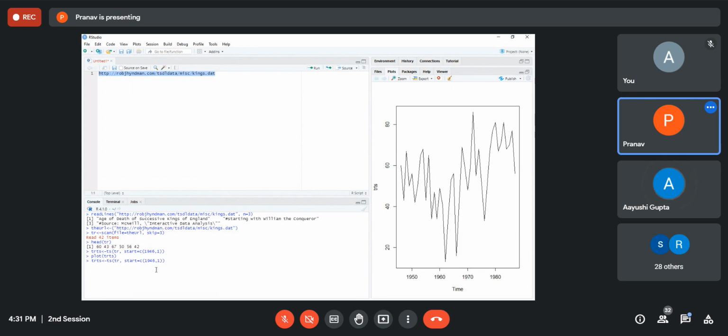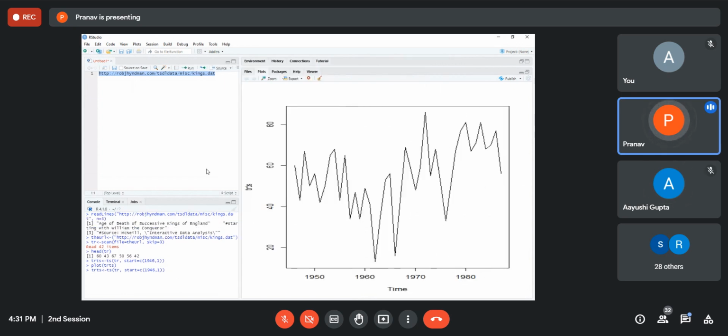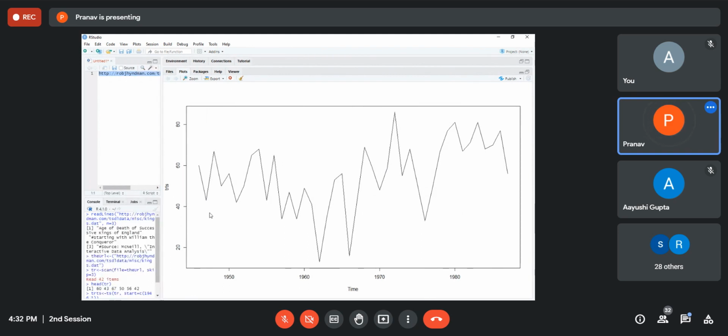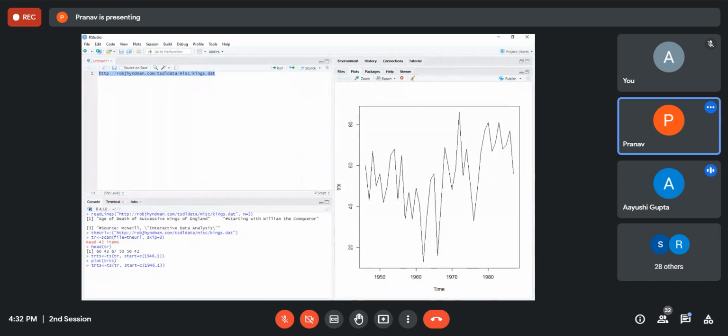Okay, got it, sir. Okay, now if you look at the plot, this is the age of death of successive kings of England, and on the x-axis you have time. So first king, second king, third king, fourth king, fifth king, sixth king, seventh king, eighth king, ninth king. Okay? Yes, sir.